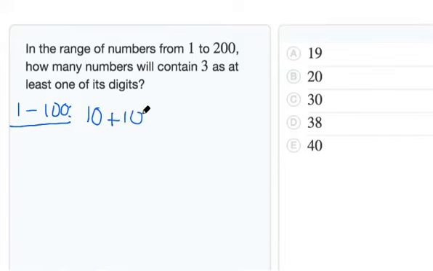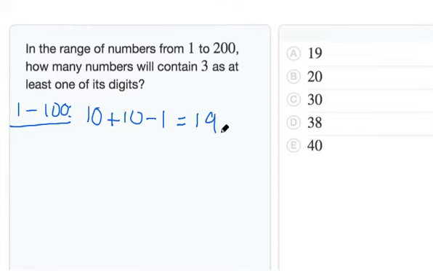Now, if we think of these two blocks of numbers, this first set of 10 numbers accounted for numbers where the ones digit was 3. This second set of 10 numbers accounted for all the numbers where the tens digit is a 3. But in both of those sets is the number 33. So that's actually counted twice because it has a 3 in both the ones place and the tens place. So we have to subtract one of those occurrences for the number 33 because we don't want to count that twice. If we simplify this, that comes out to 19.